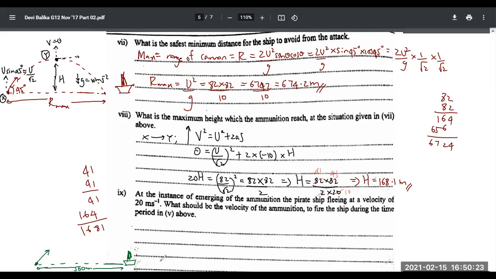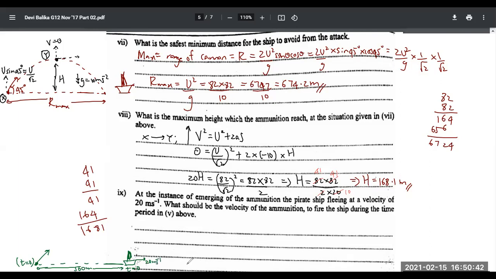This is what's going to happen. The ship is going to move, as now when time is equal to 0. That is when the cannon is fired, the ammunition is fired. Time is equal to 0. The ship is here, time is equal to 0. Here also time is equal to 0. Right? The ship is moving forward at a constant velocity of 20 meters per second.